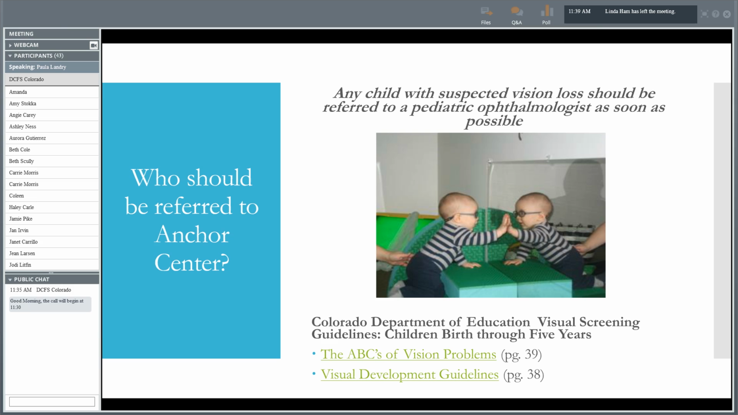And again, the month and the age range is listed next to each one of these milestones that we look for. If you have a lot of checks in the no column, that would be a great time to refer the child to see the pediatric ophthalmologist.